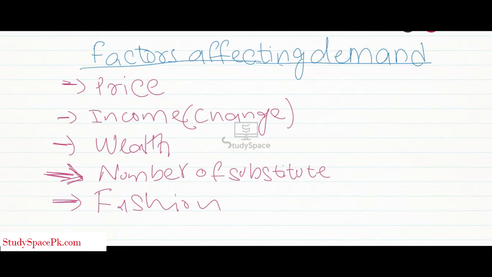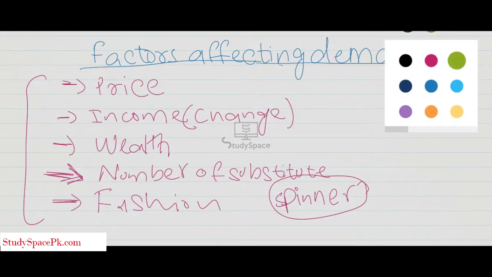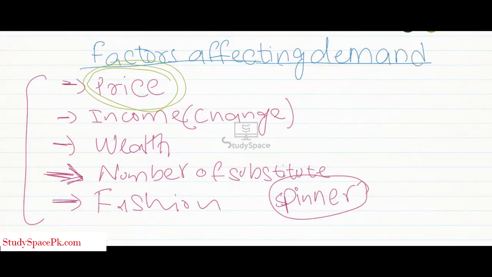For example, the fidget spinner became a fashion in recent time, so the demand for that increased rapidly, and now it is gradually going out of fashion, so the demand for that spinner is decreasing day by day. Right? And there are many other factors that affect demand. In fact, there are infinite number of factors that affect demand, and these are a few of them. But one thing which should be remembered is that the price is one of the main factors that affect the demand of the good. Right?